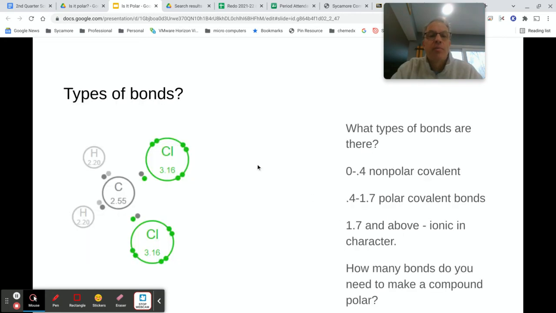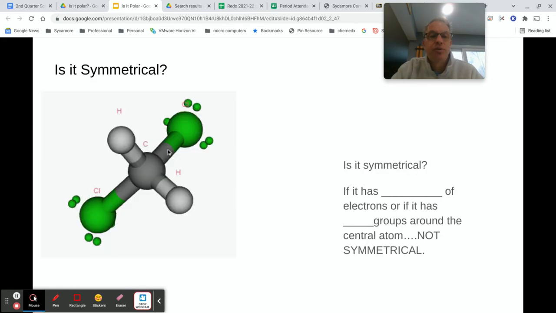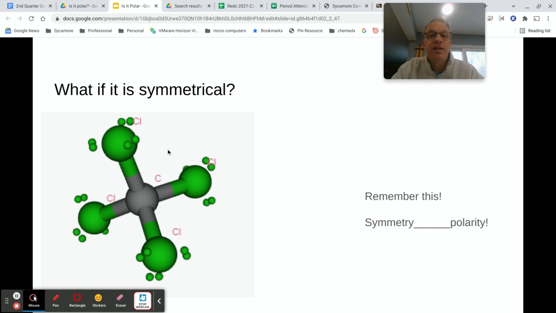So again, going back, we drew the Lewis dot structure, checked the change in electronegativity. We know there's a polar covalent bond. We can find the shape. And is it symmetrical? No. So therefore, it's probably a polar molecule. Now, just to show you, what happens if it is symmetrical? Now these are all polar bonds, but they're all pulling in exactly the same way, so they cancel out.